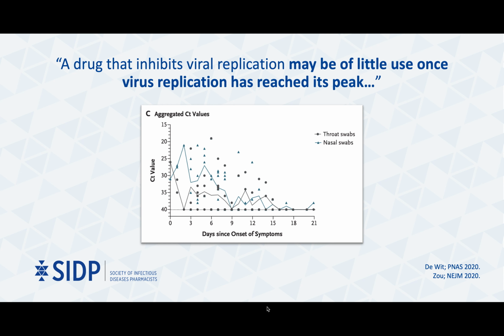"A drug that inhibits viral replication may be of little use once viral replication has reached its peak." So we don't have comprehensive understanding of the viral kinetics of SARS-CoV-2 quite yet, but here's a depiction of the upper airway samples from a cohort of 17 patients and their PCR cycle threshold counts from onset of symptoms.